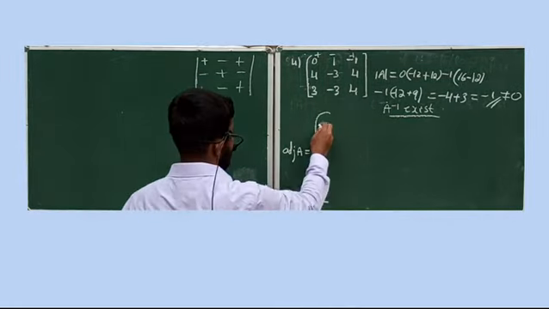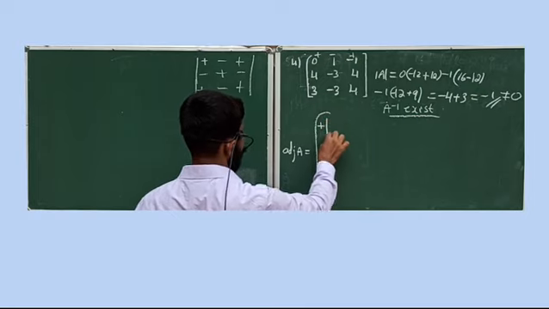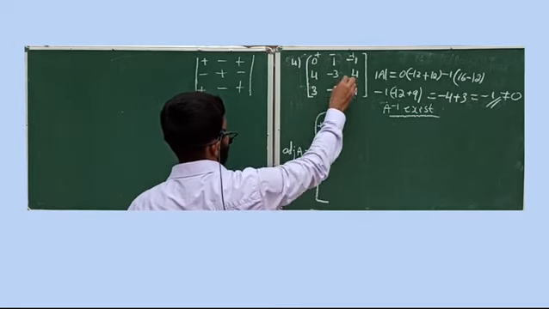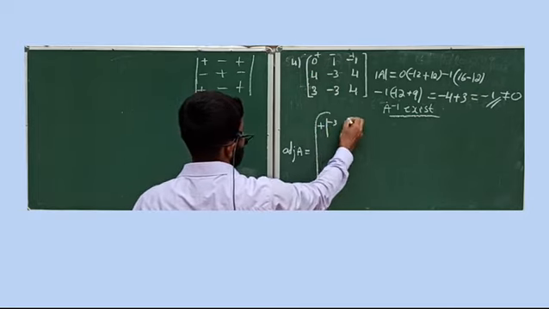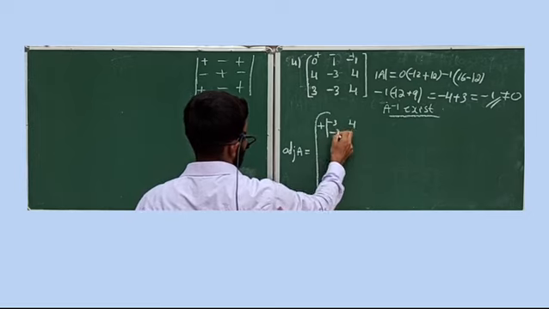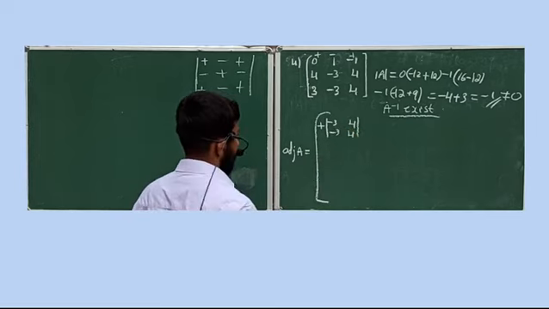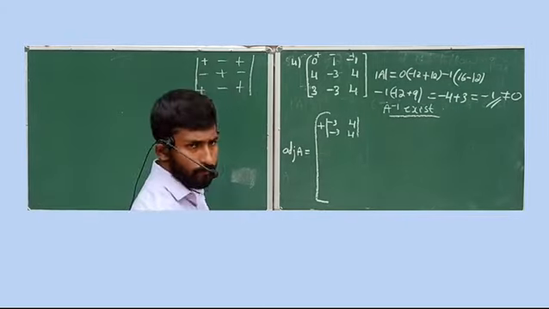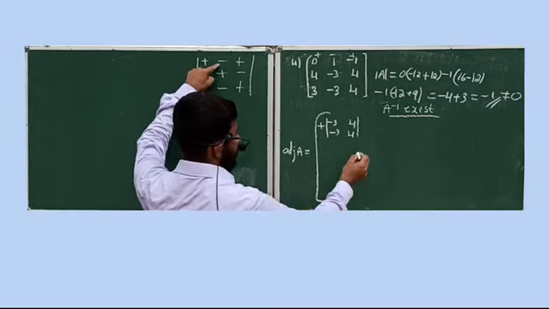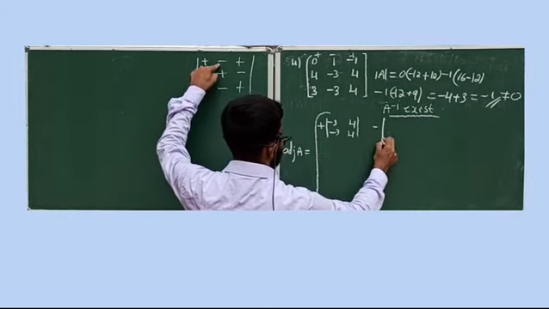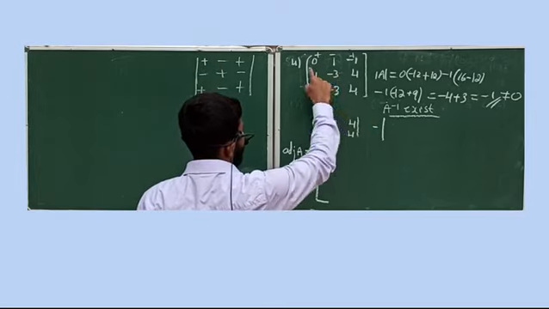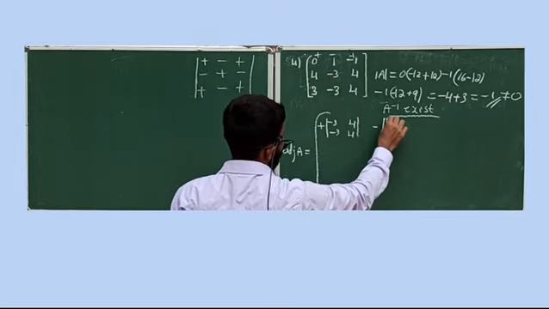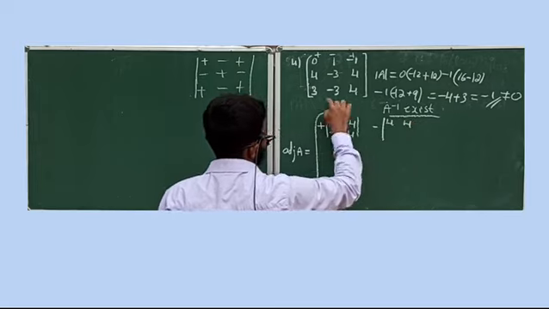Okay, first see, plus determinant, delete the corresponding row and column, you will get minus 3, 4, minus 3, 4. Okay, then what's the next step? Okay, next is minus determinant, delete the corresponding row and column, you will get 4, 4, 4, 4, 3, 4.